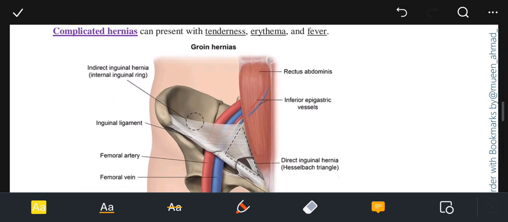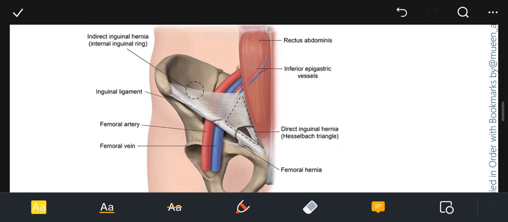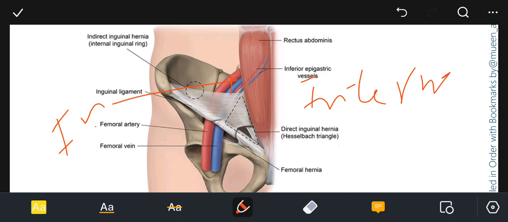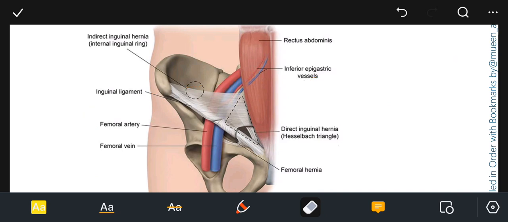Now here you can see the groin hernias. There are 3 or maybe 2 locations. The indirect inguinal hernia is going to enter first into the deep inguinal ring, then it moves all the way to the superficial inguinal ring and comes out, and mostly it is present in the scrotum of the men. I don't know the location in the females, we'll see that later on. The internal inguinal ring is traversed by the indirect inguinal hernia, while the direct inguinal hernia does not traverse the internal inguinal ring. So the indirect hernia is going to traverse the internal inguinal ring.